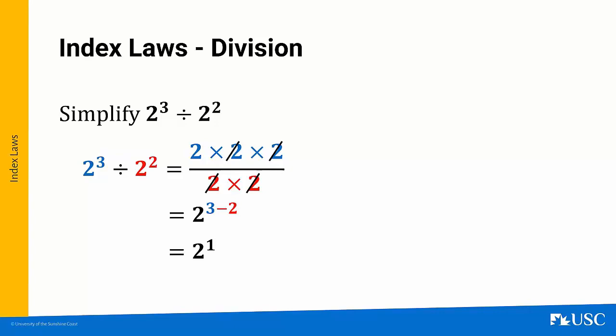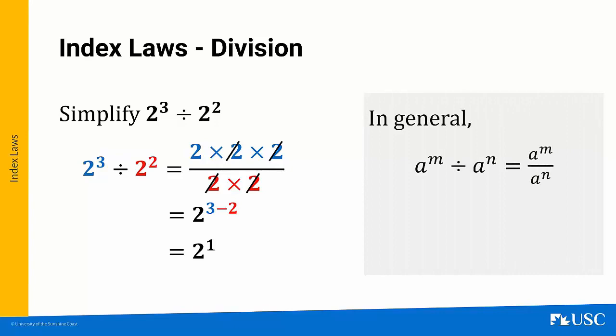This works for any base and for all indices, and so we can generalize this and say a to the power of m divided by a to the power of n can be obtained by subtracting those indices. So we subtract those indices provided that the bases are the same.